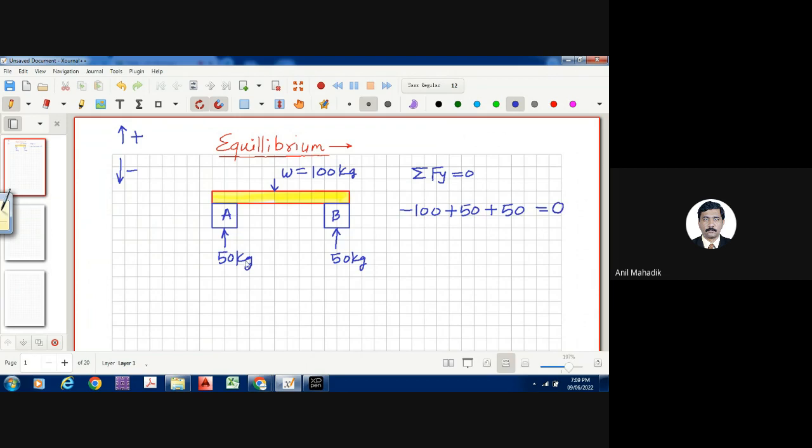Now let's talk about the horizontal equilibrium. I want to ask you one question. If your load is here somewhere, which support, A or B, will have more reaction? A will have more reaction, because this load is near to A. How to calculate that we will see ahead. Okay, now let's see the horizontal equilibrium.